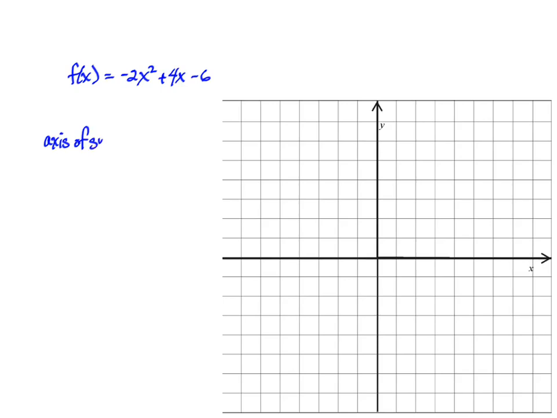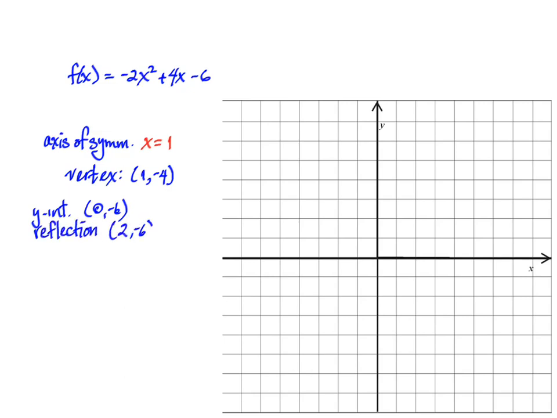So remember, we got the axis of symmetry, which was the equation x equals 1. The vertex we got was (1, -4). The y-intercept was (0, -6), and its reflection was (2, -6). So first let's sketch the axis of symmetry, the vertical line with the equation x equals 1. Oh, I forgot, I have no x-intercepts, right? So x equals 1 is that vertical line. It's a dotted line because it's not part of our parabola.